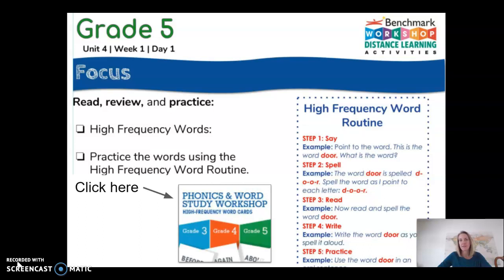Today is day 1, so go ahead and grab your English notebook. All right, we're going to write high frequency for the title of our work today. And then you can go ahead and write today's date and then the page that you'll be using for your work.